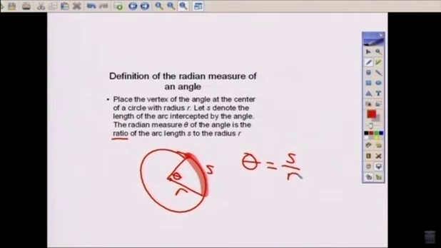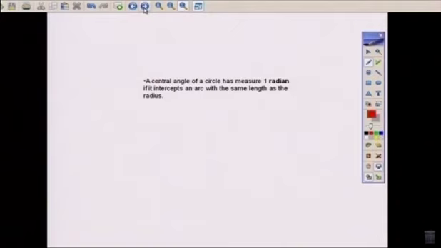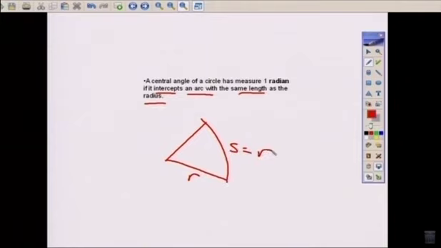Now another way of looking at the definition of a radian is to say that a central angle of a circle has a measure of 1 radian if it intercepts an arc with the same length as the radius. So if my radius is the same as my s, then my angle has a measure of 1 radian.